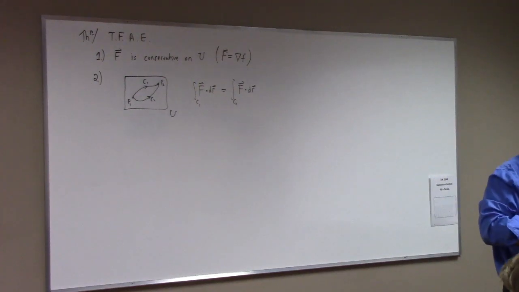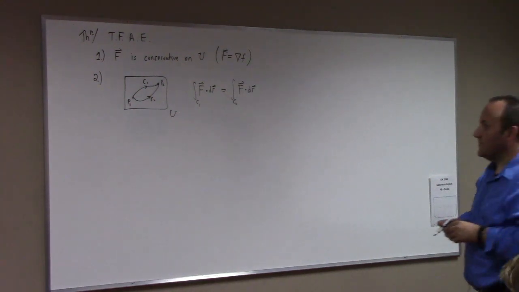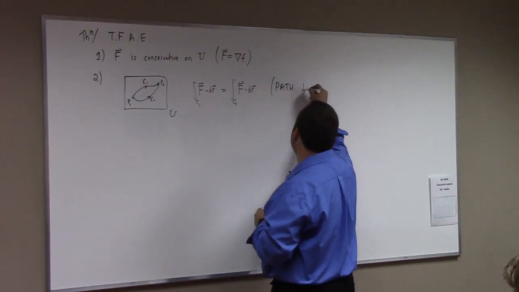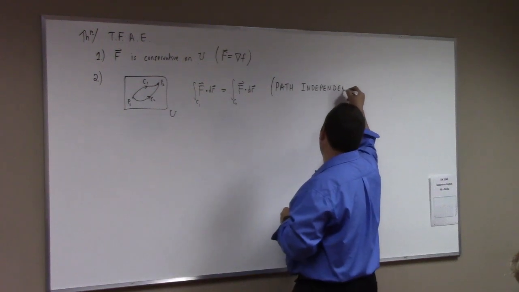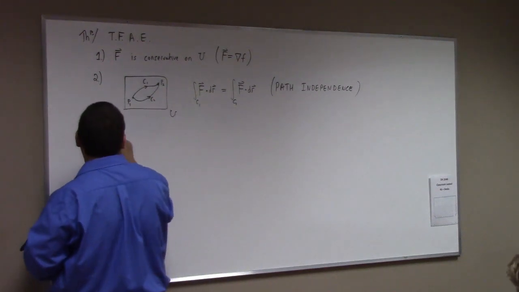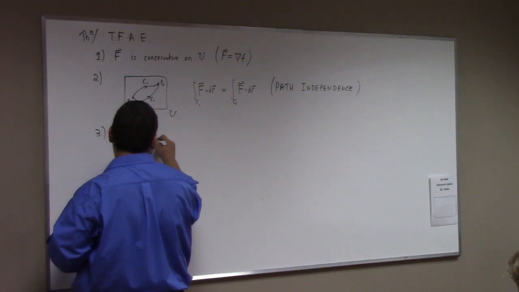We had a name for this. What property of the vector field is this? If the work done by the vector field is the same no matter which path you travel between two points, what is that? Yes, path independence. Closely tied to that is that the integral around any loop is what?